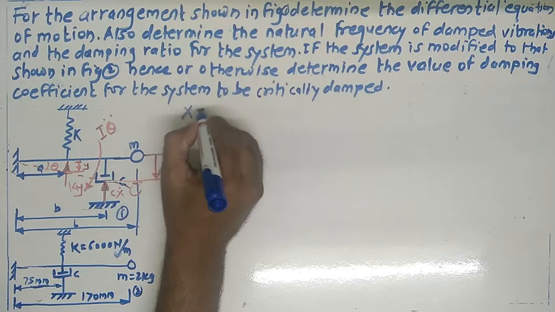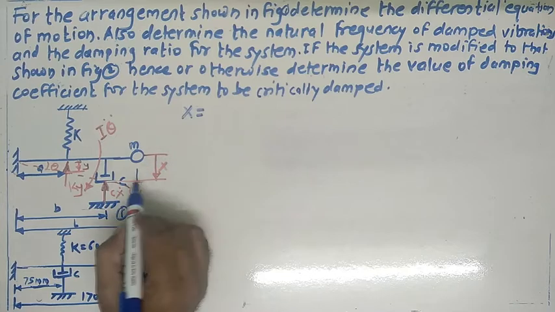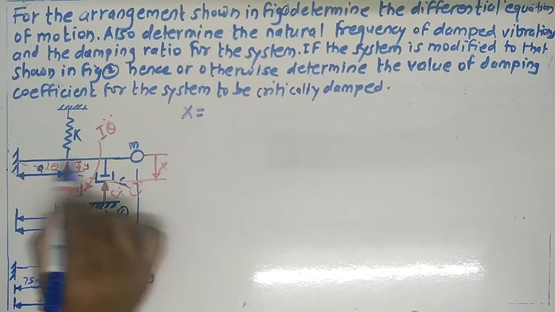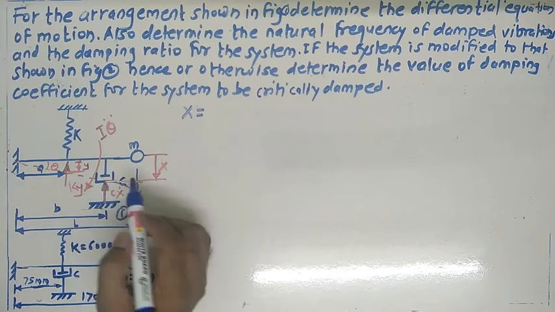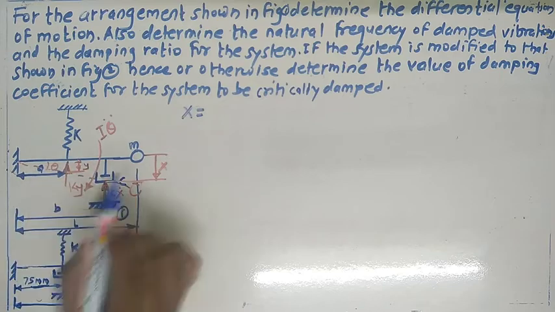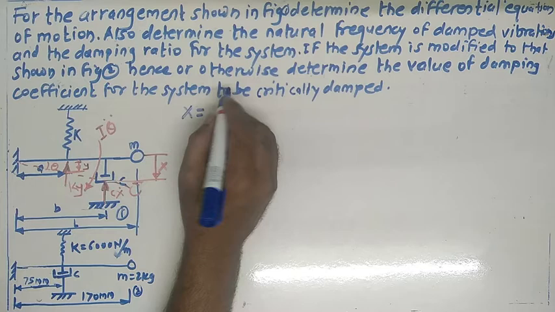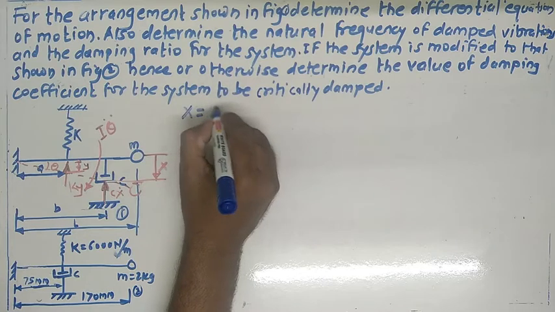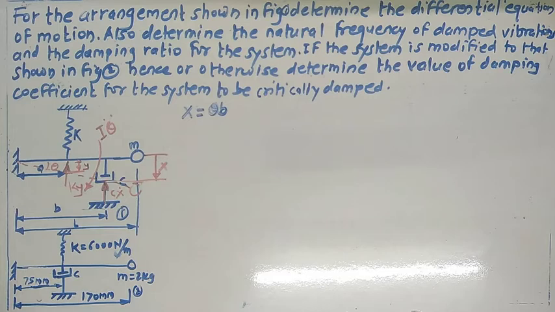So what about this x distance? If you consider this small triangle formed here, what about this x? For the smaller triangle, this angle, what is the relation? You can simply say x equals theta multiplied by b, as the angle is very small.